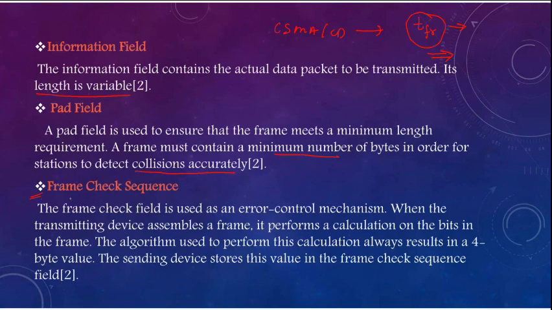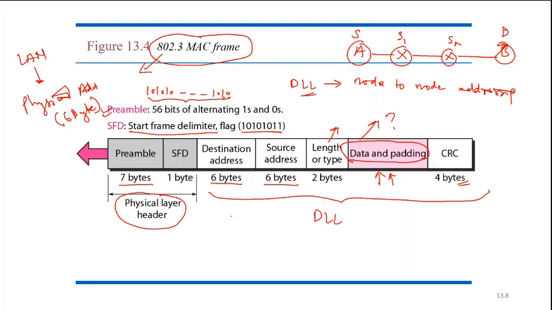Next is the CRC that we have talked about. The frame check sequence field is used as an error control mechanism. When the transmitting device assembles a frame, it performs a calculation on the bits in the frame. We have already seen the different CRC codes, which use either redundancy codes or checksum bits, using some algorithm that is useful for the error control mechanism. That is the CRC code in the frames of 802.3. So the frame structure of 802.3 is important.